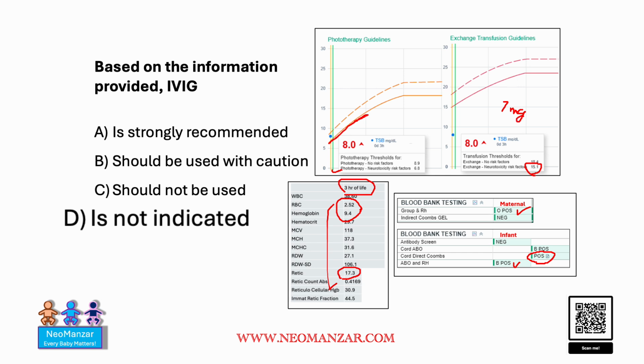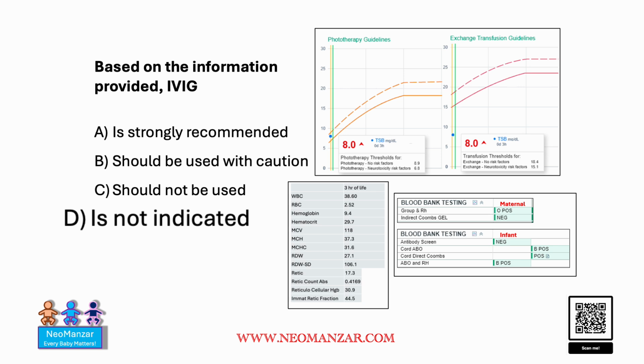So here the best plan would be to start phototherapy, follow it in 4 to 6 hours, and see where we are heading before giving the IVIG. The reason is that IVIG is very costly and it has some potential complications.